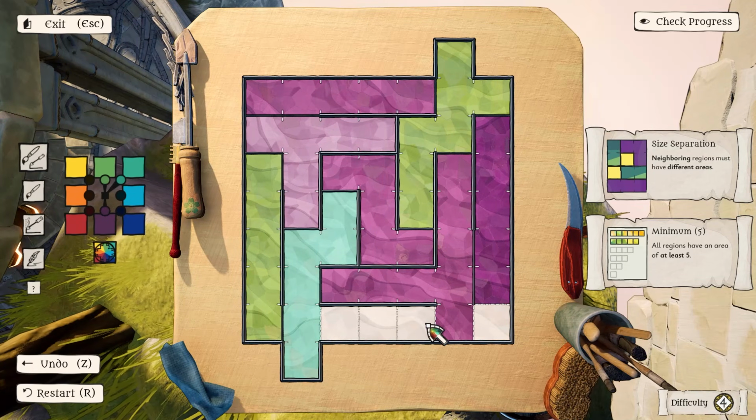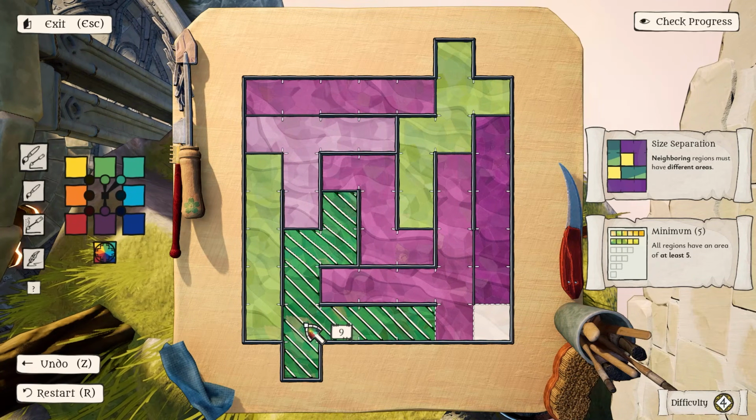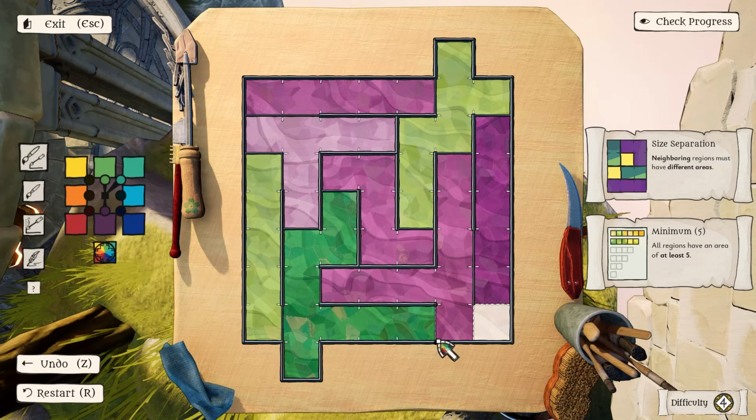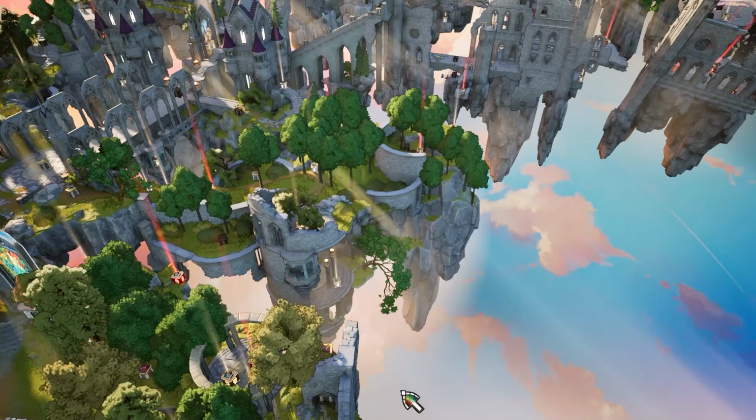What's going to happen with this space though? This has to go to here, I guess. 9, 8, so you can't continue that way. And we're done. Neat.